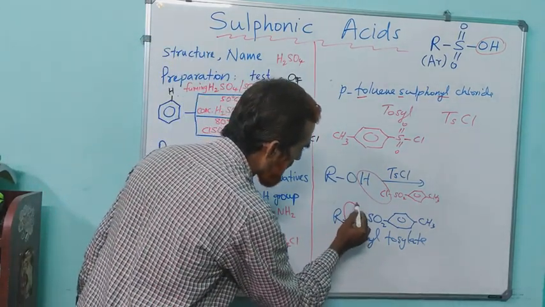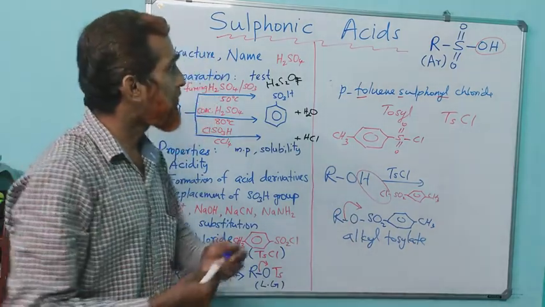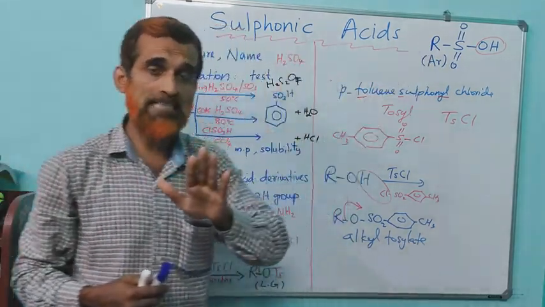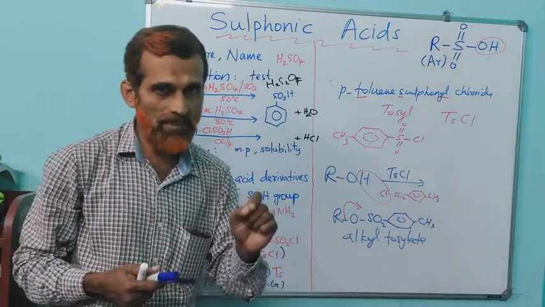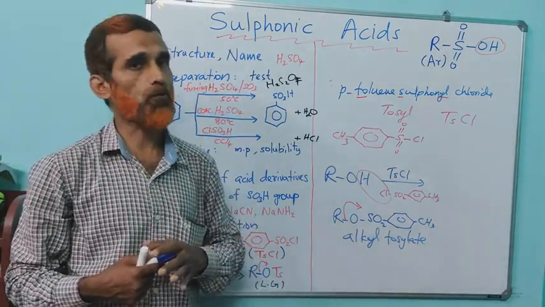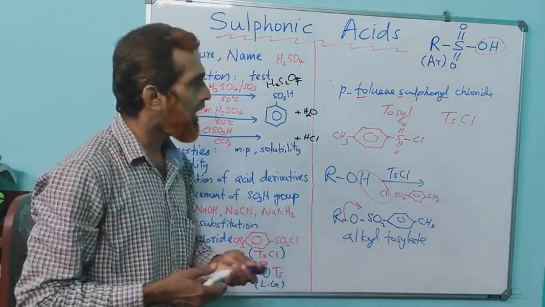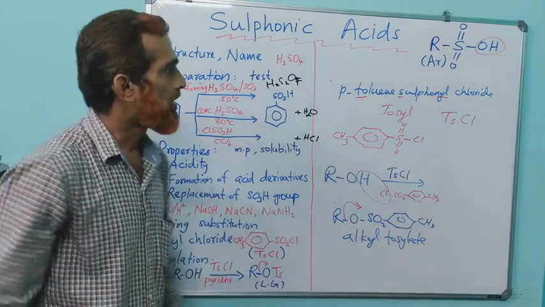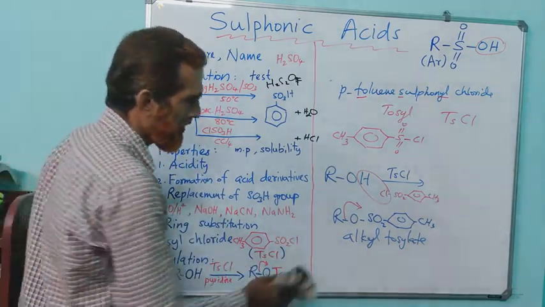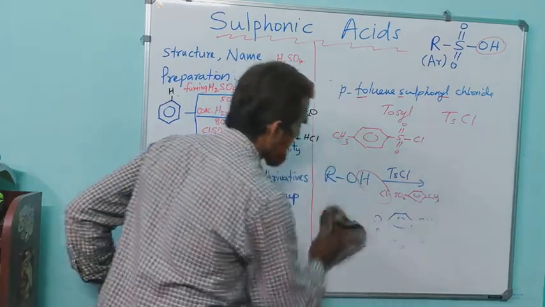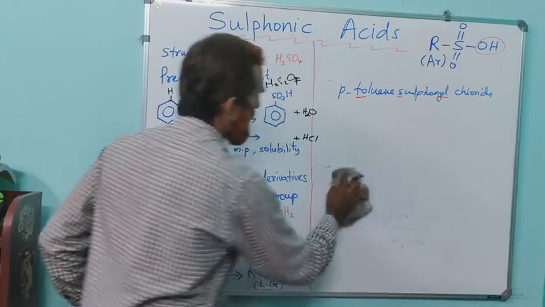It easily breaks. It's a good leaving group. Okay? Because sulfonic acid is a very strong acid, so its conjugate base will be a weak base. The weaker the base, the better the leaving group. That's the rule. Weaker the base, better the leaving group. So that is the advantage of using tosyl chloride for substitution reactions of alcohol. Okay, that is why we mentioned this compound here.